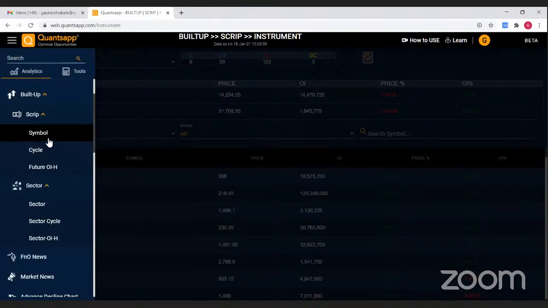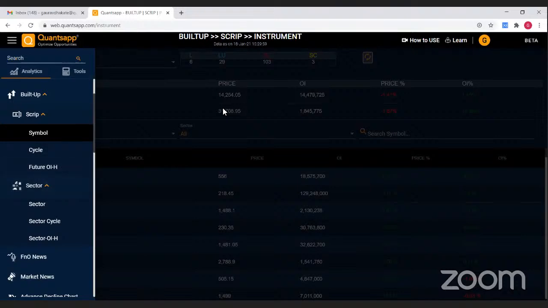Now moving further, there are lots of sections in the build-up. So you might see symbol, price change, future OI. So this is about the particular stocks. And then there's a sector. In the same way we can look into the sector price change and sector OI. What I prefer is looking into the broader picture first, then going to the stocks. As I told you, this is a top-down approach.